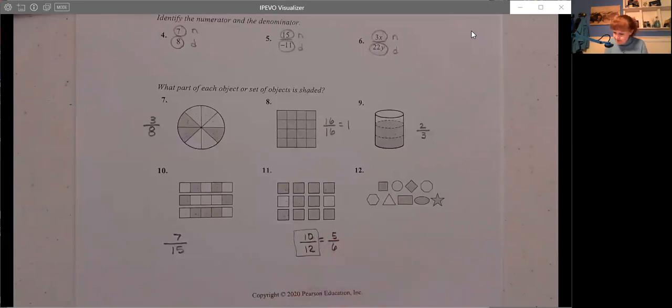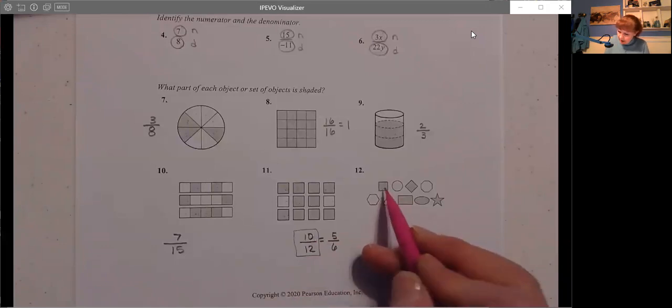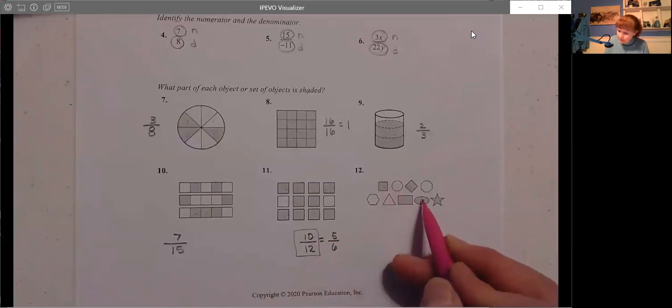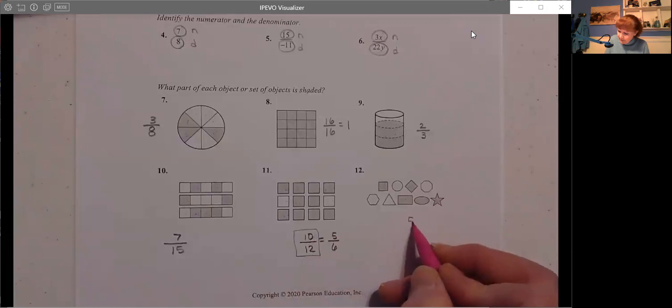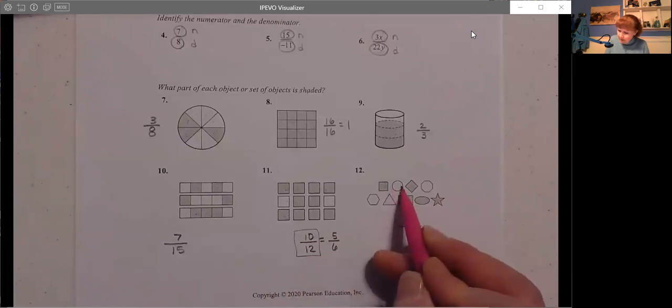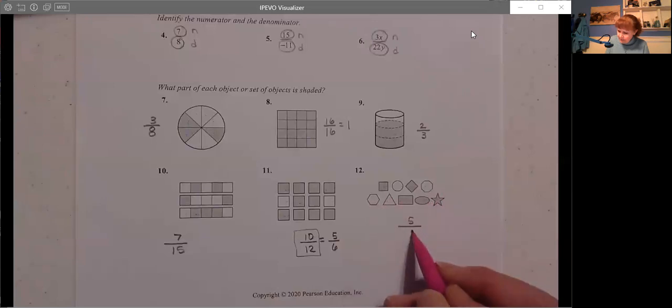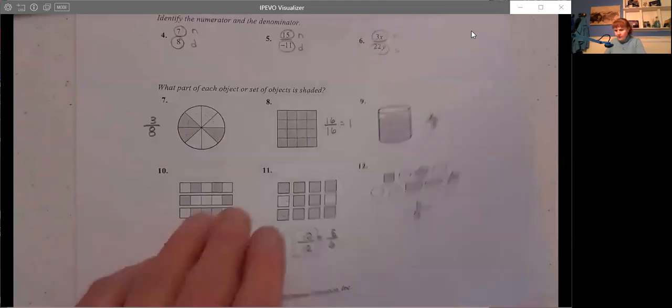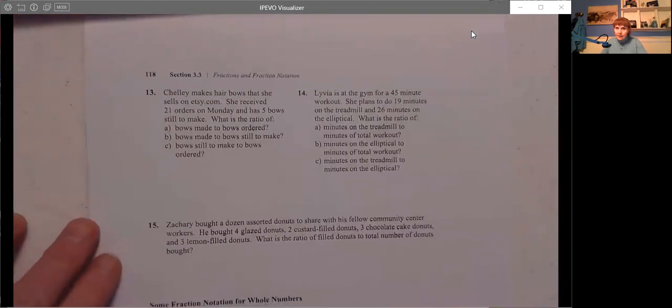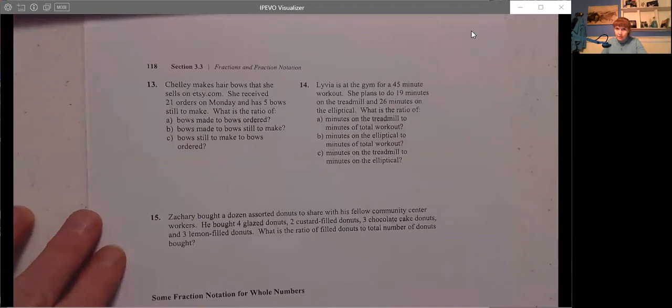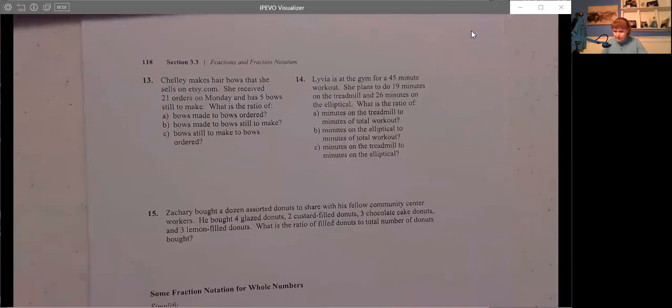Okay, let's look at this one. We have 1, 2, 3, 4, 5 shaded out of 1, 2, 3, 4, 5, 6, 7, 8, 9 total. Okay, 5/9. So note how you write a fraction, given a picture of something. Now we're going to do some things with ratios, and then we're going to reduce. I guess we will practice reducing maybe.